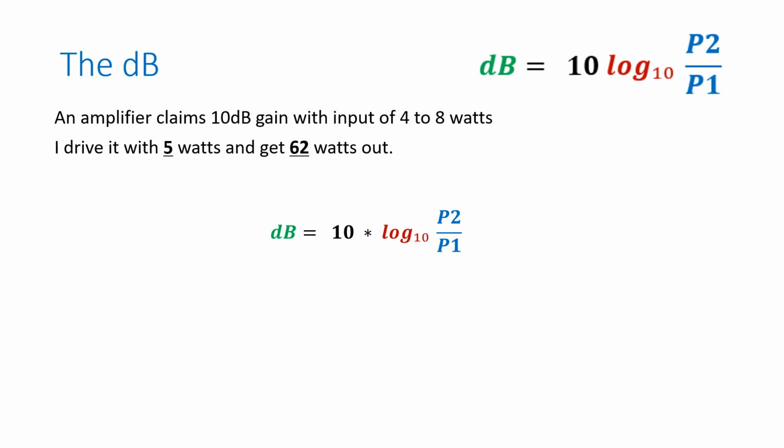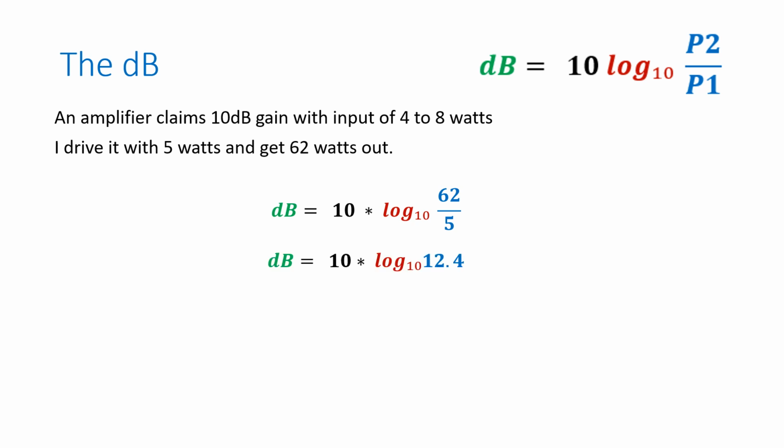We'll copy the formula up here just for convenience. Now, let's walk through it. I have 62 watts and 5 watts. I do the division. I take the base 10 log of 12.4 and I multiply that base 10 log by 10. So I have 10.9 dB gain, so the amplifier is better than its specifications.